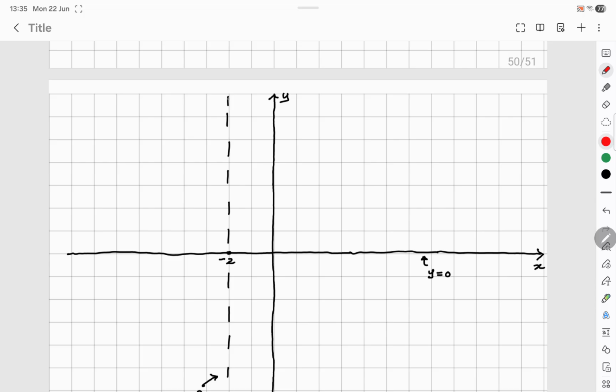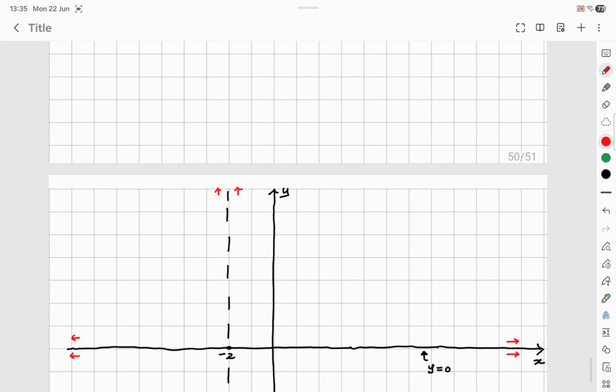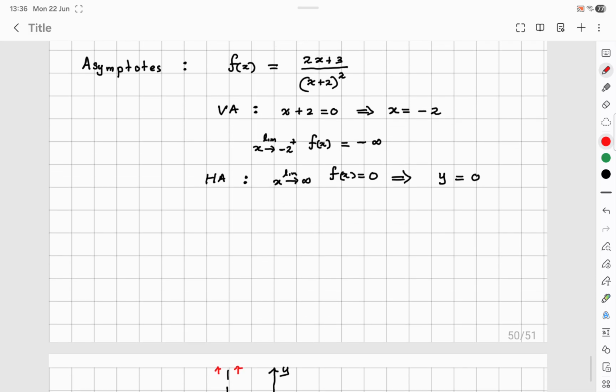So just put these double arrows in both directions, so then it's easy to plot. On both sides of the asymptotes, put the double arrows like that for the vertical ones and the horizontal ones. Then we just need to connect them, right? So asymptotes are done.